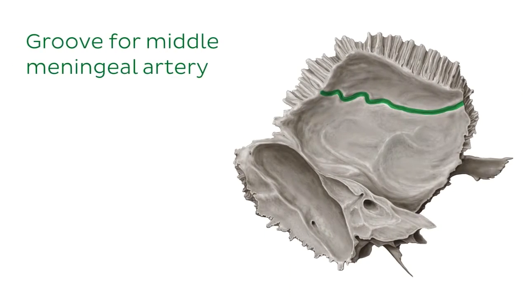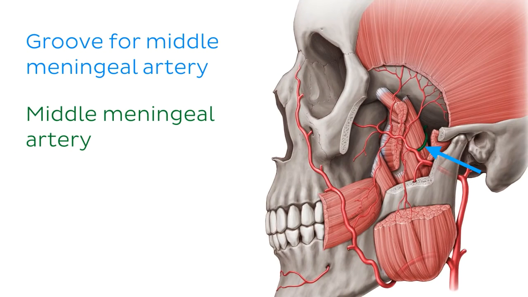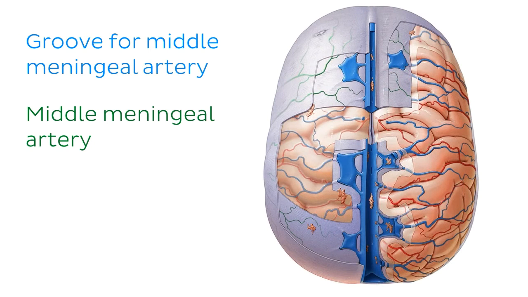Now we'll look at the interior surface of the squamous part of the temporal bone. As you can see, the internal surface is concave and contains depressions which correspond to the shape of the temporal lobe. The interior surface also contains a groove for the middle meningeal artery, which you can see here in green. Now, as you can see on the image on the right, which is looking down on the brain, the middle meningeal artery supplies the meninges. The middle meningeal artery is a branch of the maxillary artery.